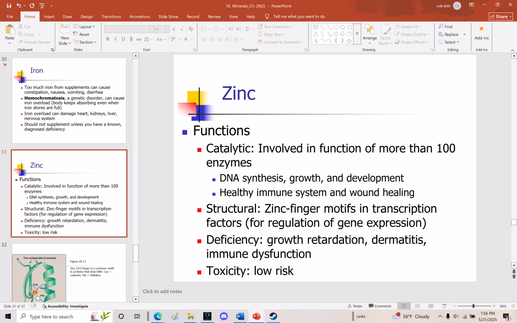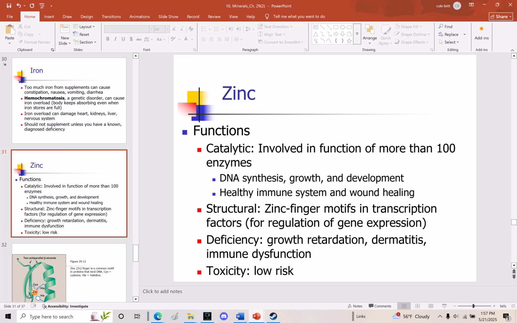So if I'm going to focus you guys that are in class today, I would focus on the function and over 100 enzymes in a wide variety of things, and its function as a zinc finger motif and transcription factors for regulating gene expression. I wouldn't worry too much about deficiency and toxicity for zinc. It's just too broad to really concern yourself with. And toxicity is really low risk.